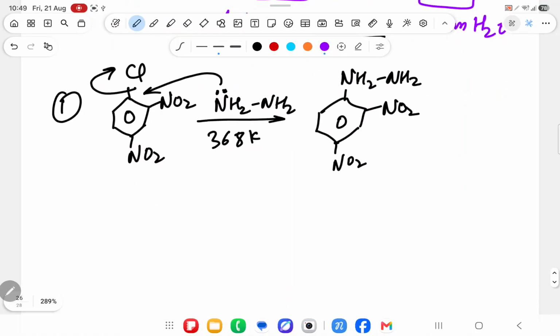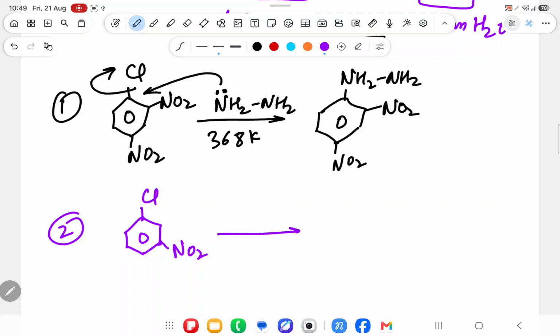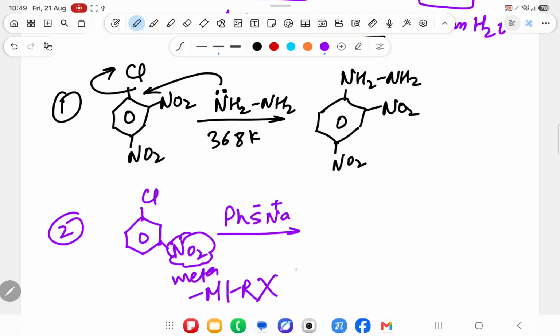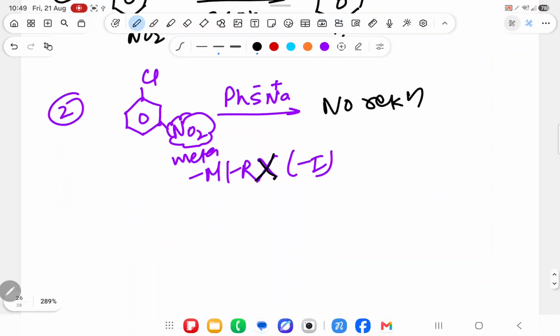Suppose I take another one. Benzene ring, Cl over here and NO2 over here, and I am reacting with PhSNa. It will break as plus and minus, but NO2 is attached on the meta position, and at the meta position there is no minus M, no minus R, only minus I will be there. So it will not attack, it will not react that much, so no reaction. It is needed on the ortho and para positions. Understanding the point? Yes sir, understanding.